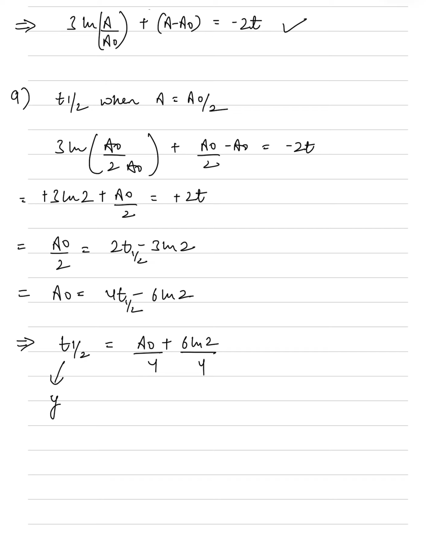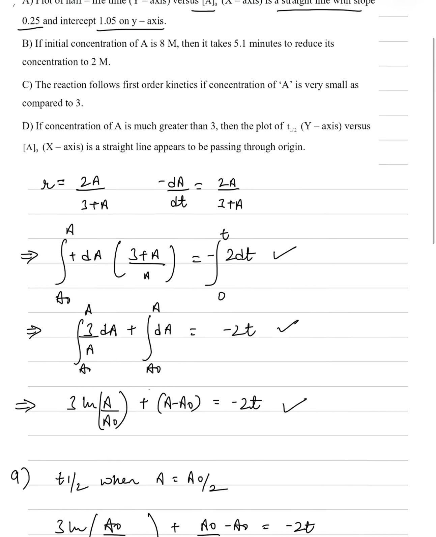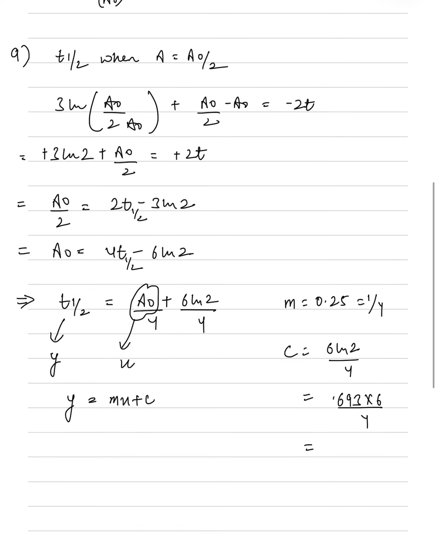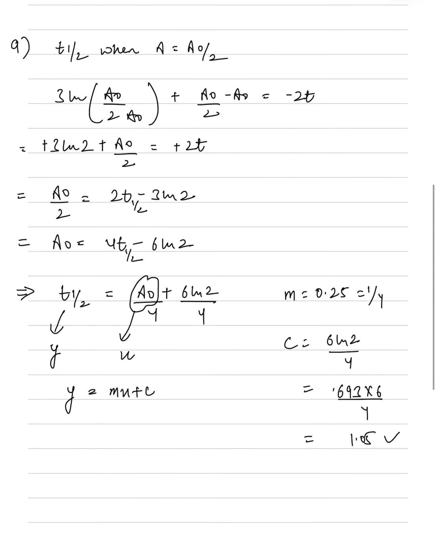Now t half is taken as y according to the first option, and A naught is taken as x. If we compare it with y is equal to mx plus c, right? The slope will be 0.25, that is 1 by 4, and the intercept c will be equal to 6 ln2 by 4, right? ln2 is 0.693, times 6 by 4, and if we solve it, it comes out to be 1.05. That means the first option is correct.